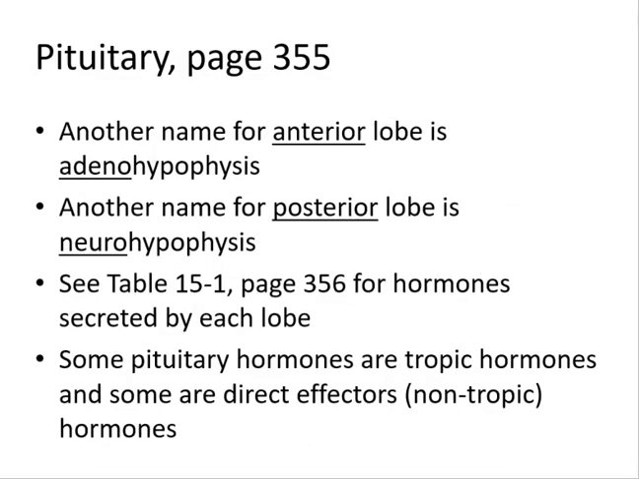Okay, for the pituitary, remember it has two lobes. It has the anterior and the posterior. But another name for the anterior lobe of the pituitary is the adenohypophysis. Another name for the posterior lobe is the neurohypophysis. And something to note with the pituitary hormones, some are tropic hormones and some are direct effectors or non-tropic hormones.